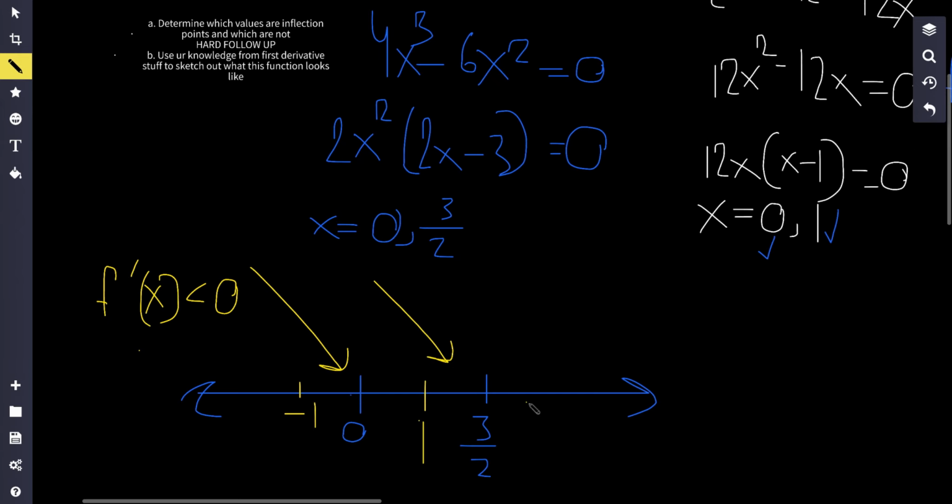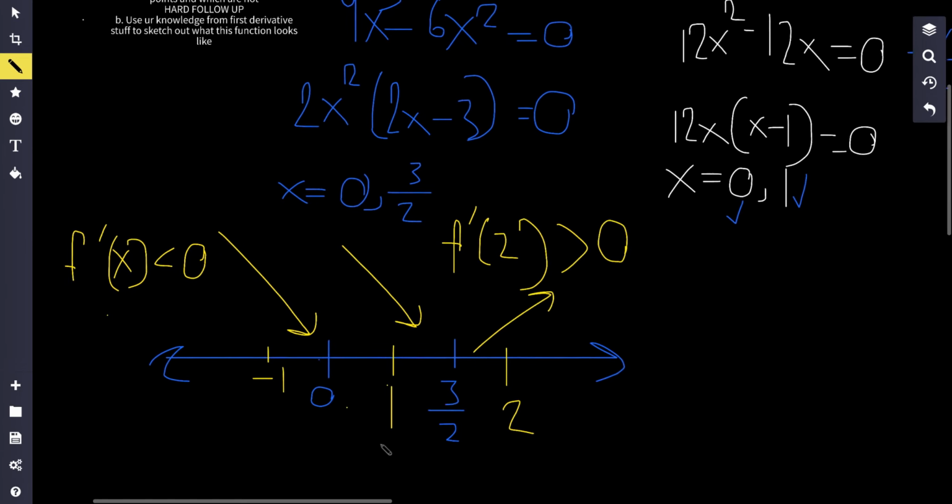Now let's see what happens if we plug in a number that's greater than 3 over 2. Let's just say 2. 2 is the same thing as 4 over 2, so I know that's greater than 3 over 2. Plug in 2 here, I get 2 multiplied by 2 squared, which is 4, multiplied by 2 times 2, which is 4, minus 3. Notice how we have a positive value multiplied by a positive value, and that means we're going to get a positive value. So when we plug 2 into our derivative, it's going to be greater than 0. If your slope is greater than 0, you're going to be increasing.